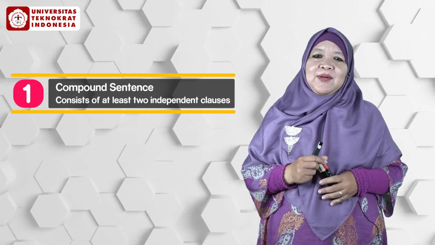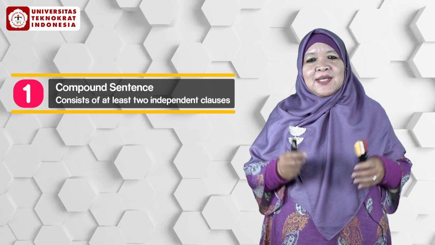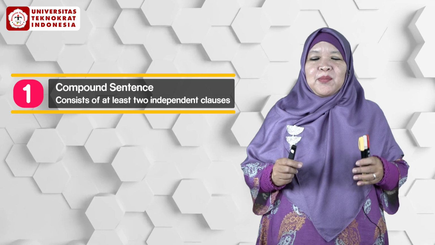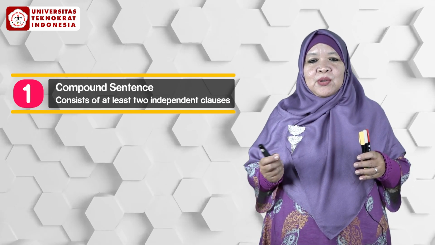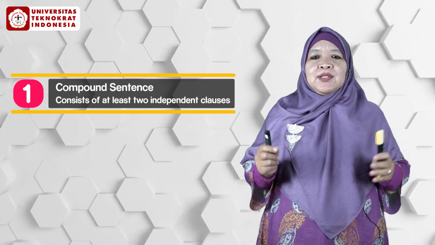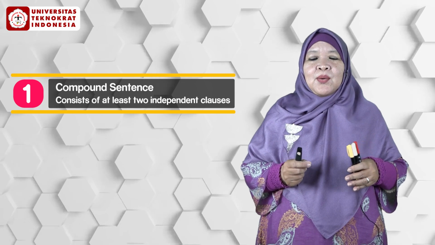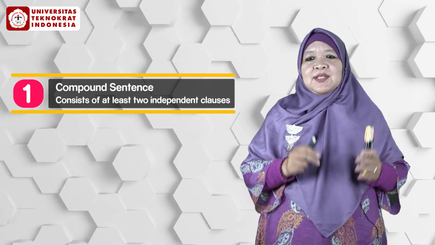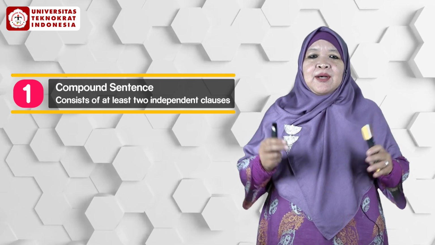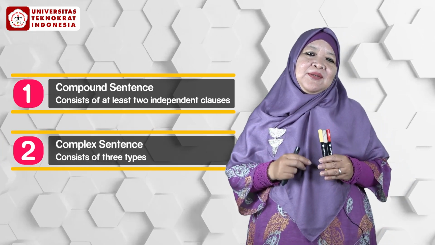Well, that was about the compound sentence. In order to remember it easily, just imagine the bridge to combine one side of the road with the other side of the road. So the two roads are the two independent clauses, and the bridge are the coordinate conjunction or the conjunctive adverb words, so that it will make up the compound sentence. Okay, now let's talk about complex sentence.